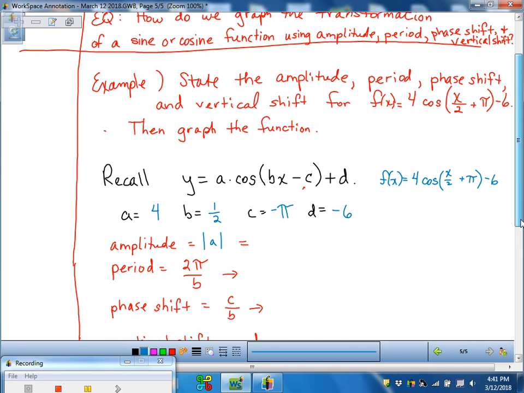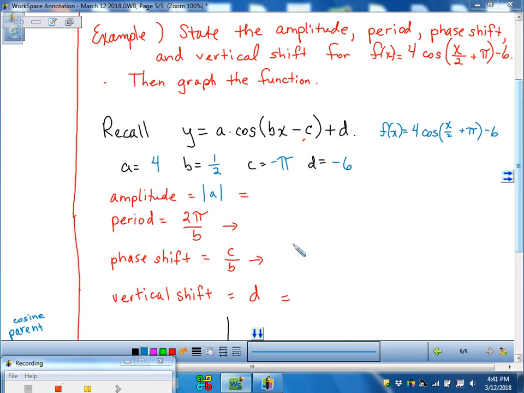Now, once I've filled those in, I'm ready to fill in my amplitude, period, phase shift, and vertical shift. So my amplitude is the absolute value of a, the absolute value of 4, which is equal to positive 4. So our amplitude of our graph is going to reach a height of 4. Period: 2π divided by b. Remember, 2π is the period of the parent function, cosine. And we're going to take 2π and divide by b.